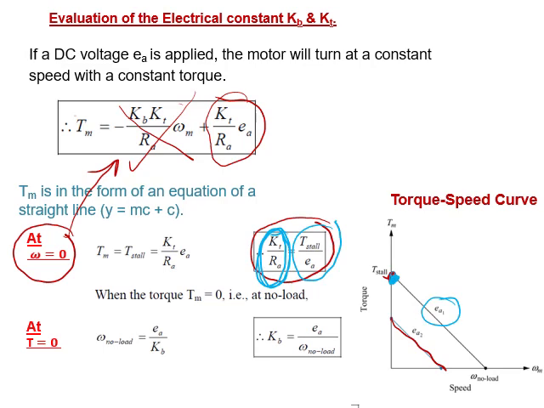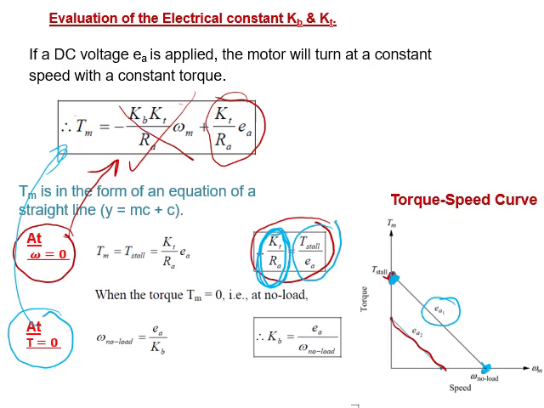Let's go to the other constant, which is Kb. How to calculate Kb? We can calculate Kb if I consider T equal to 0 in this equation. When will I get T equal to 0? I will get it at this point. There is no torque, the torque is equal to 0. At that time, the speed will be the no load speed, which is the maximum possible speed.